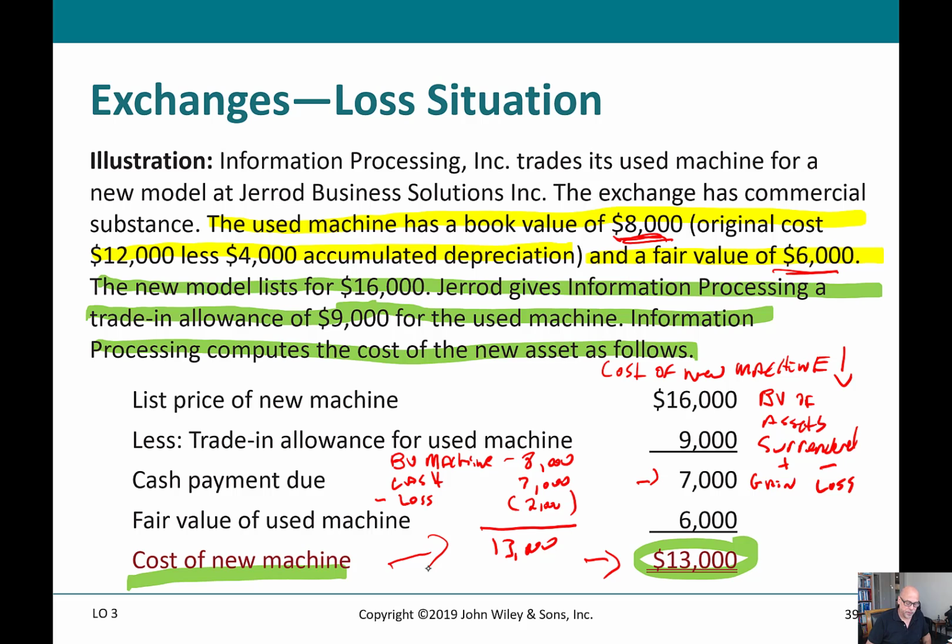This is the way to figure out how to bring on the new machine. I don't like this over here. If you feel more comfortable with this, go ahead. I like this little formula right here. I would use this.